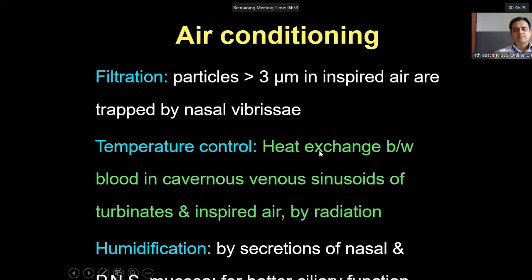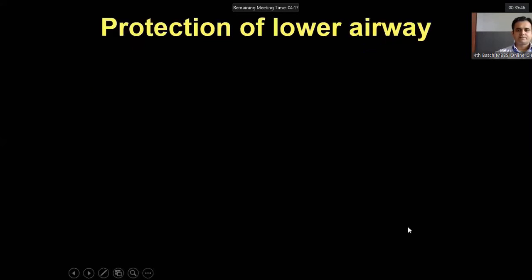Similarly, temperature control. Nasal heat exchange occurs between blood in the cavernous venous sinusoids of the turbinates and inspired air by radiation and humidification, because of the secretions of the nasal cavity. The secretions humidify the inspired air.